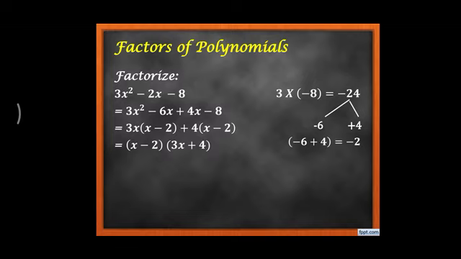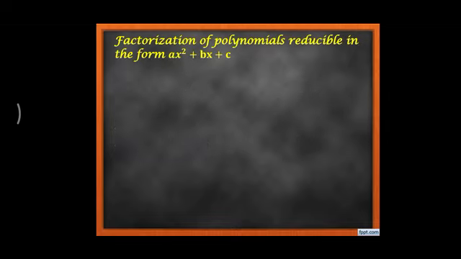So the factors of the given polynomial are x minus 2 and 3x plus 4. We will be using this to factorize polynomials which are reducible to the form of ax square plus bx plus c. This is the general form of a quadratic polynomial. Okay. Now what do you mean by reducible? Let us see an example.